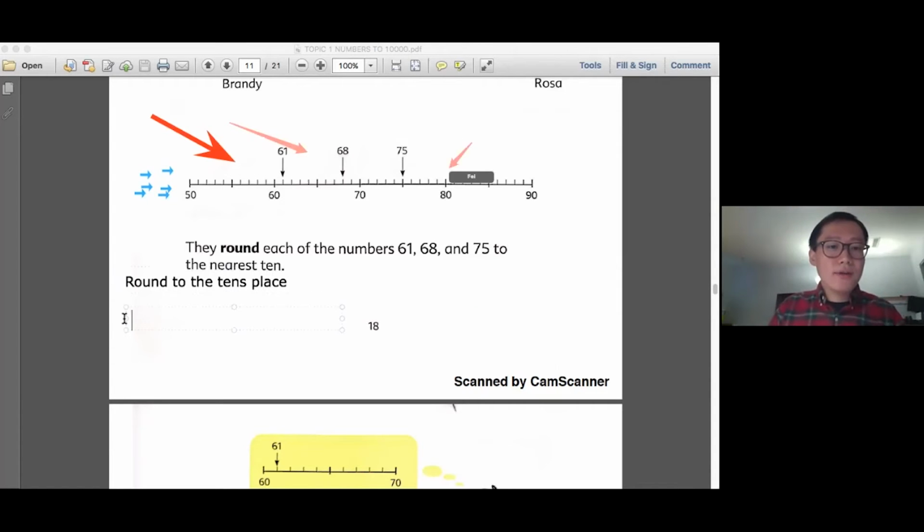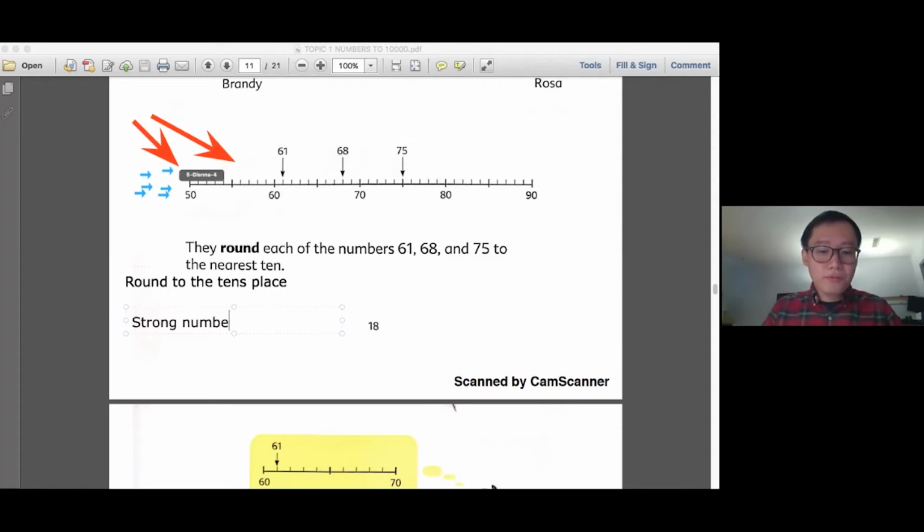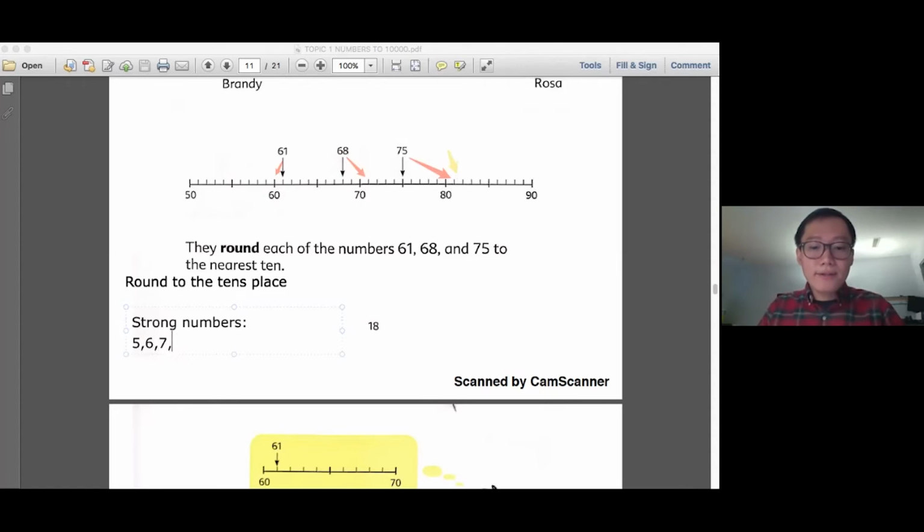For roundings, remember, there will be strong numbers and there will be weak numbers. So strong numbers are those numbers that push the number up, right, to the next tens. So these numbers are 5 and up. So we have 5, 6, 7, 8, and 9. These are numbers that are going to push the tens place to the next. Right? And then we also have weak numbers.